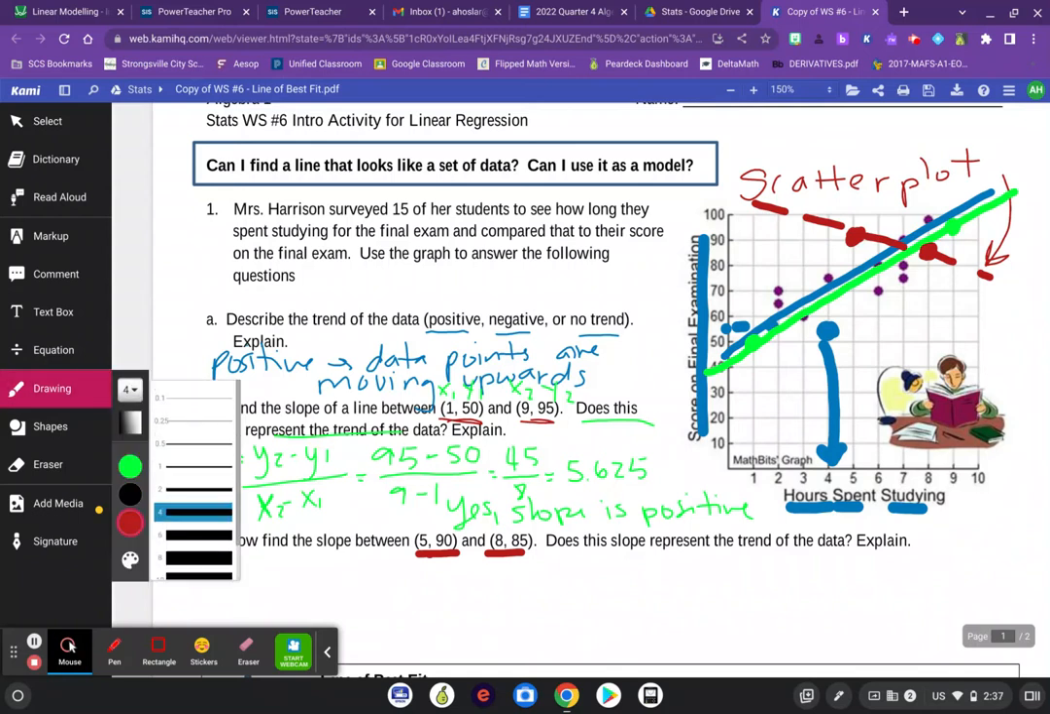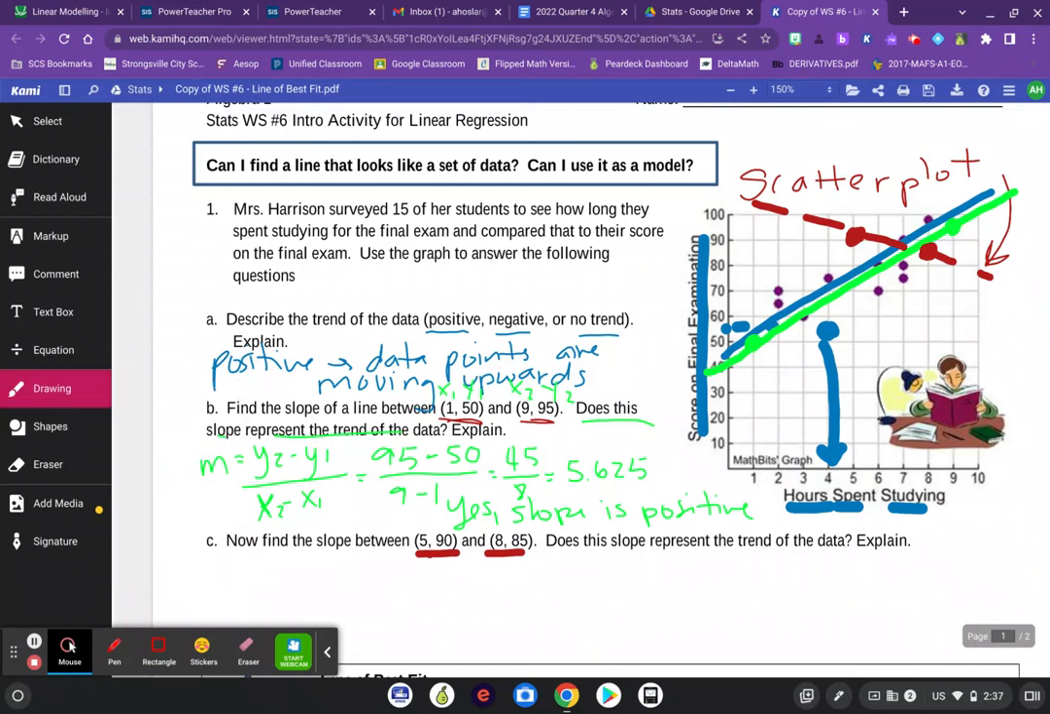But let's just verify that by finding the slope. Again, that slope formula, I've got change in y, 85 minus 90, divided by change in x, 8 minus 5.